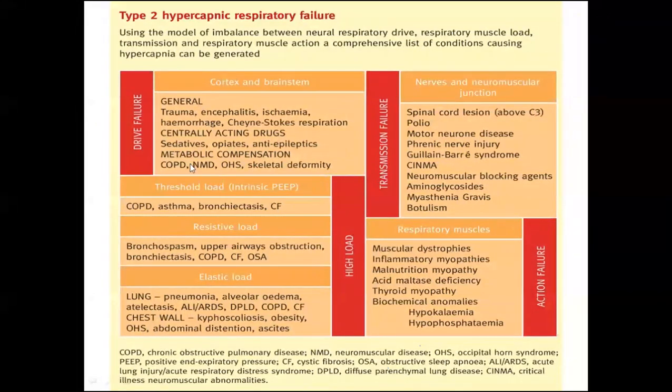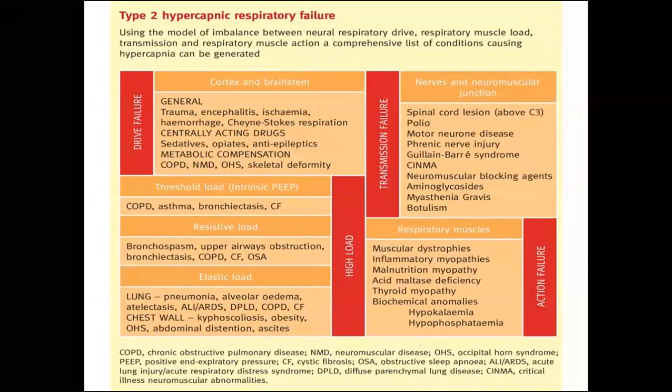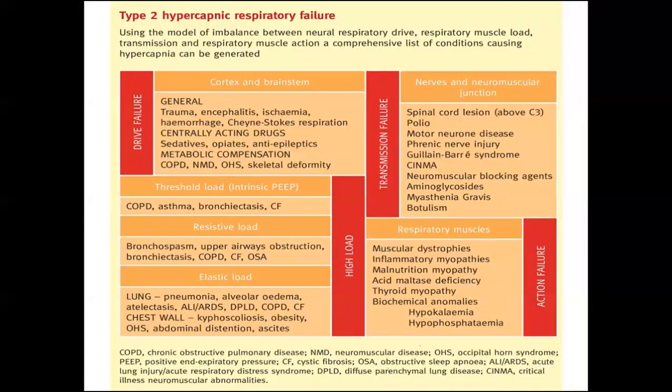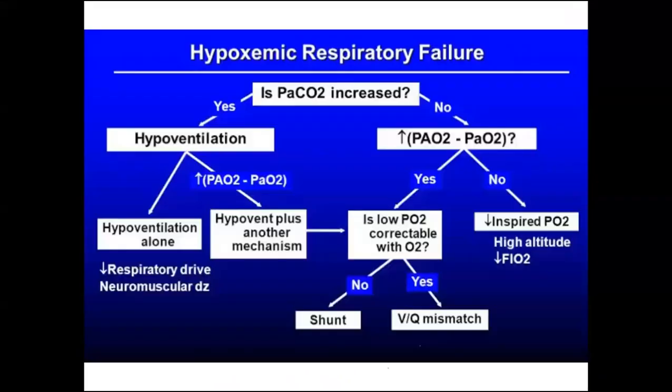So these are the main types of hypercapnic respiratory failure: a problem with the lung, problem with the muscle, problem with the nerves, problem with the brain. All four can cause hypercapnic respiratory failure.